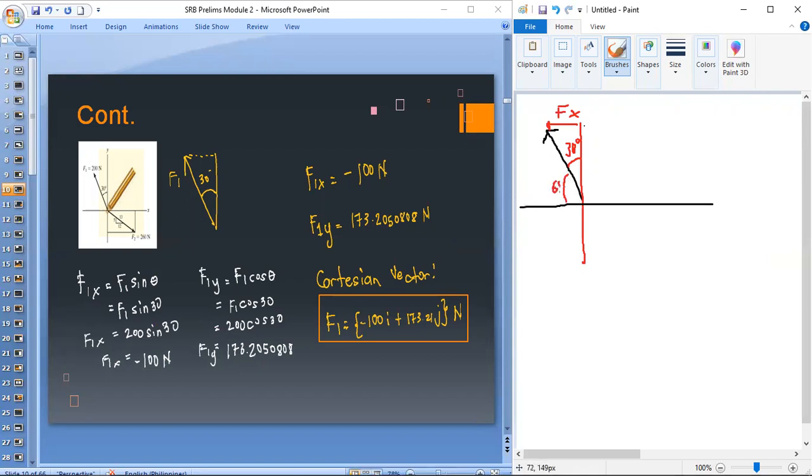Kasi diba sa right triangle natin, 90 yan. So, minus mo lang din. Diba dito? Fy. X. So, kapag cosine na gagamitin mo, lagay mo dyan, cosine 60. Kasi dito ka nag-base. Yung sa force mo, dito yung angle mo. So, sa lahat ng forces, x, cosine, tapos y, sine.